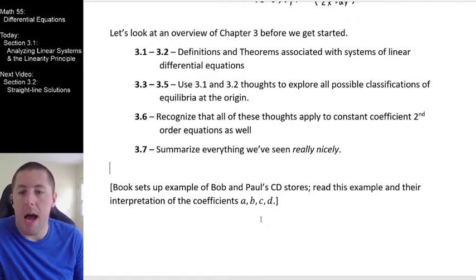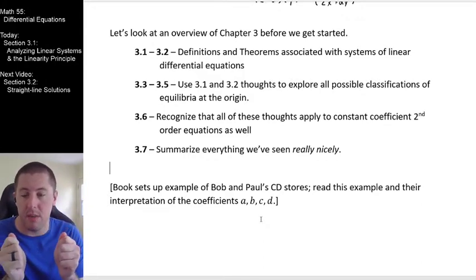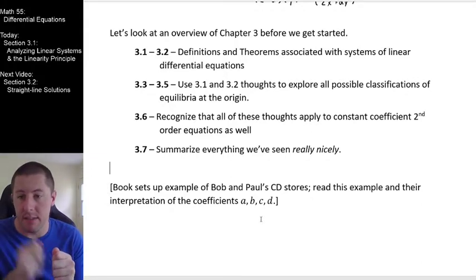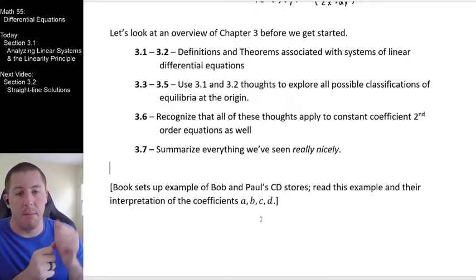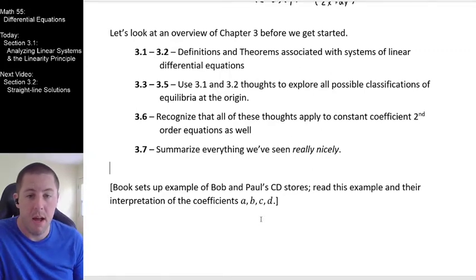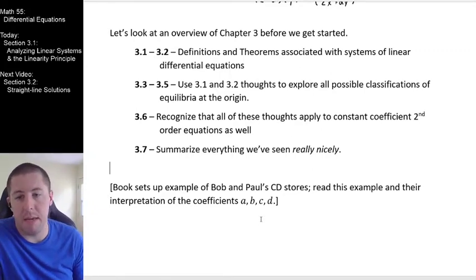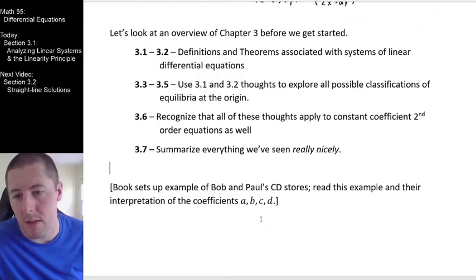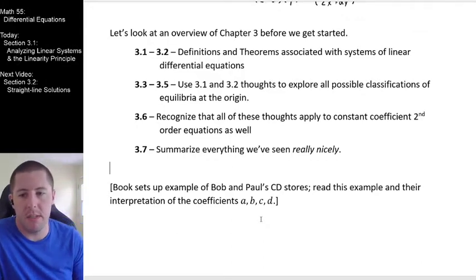And the question is, how does the amount of profit that Bob and Paul's 2 individual CD stores earn affect the sales at each of their 2 CD stores? And so they set up some examples here. They give you some values for lowercase a, b, c, and d, and they say, interpret this. What would this look like? How do we interpret these sales relative to these coefficients that we see right here?